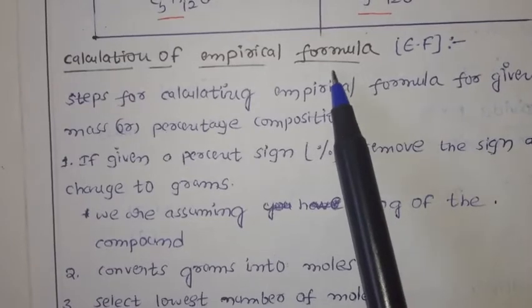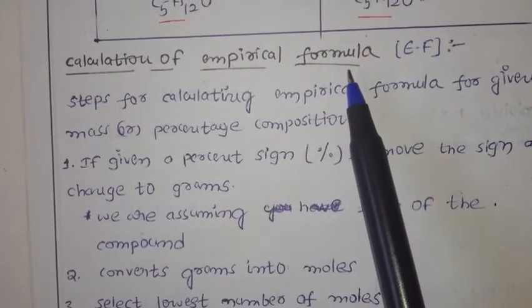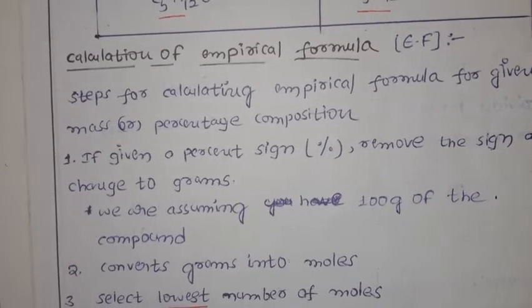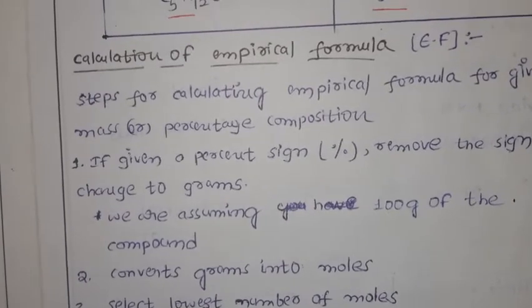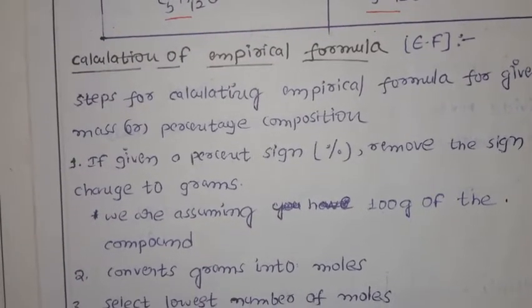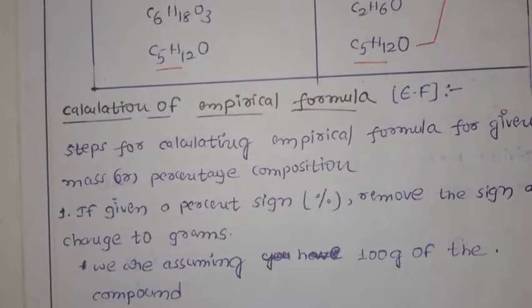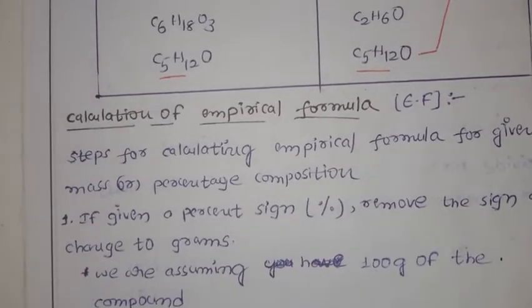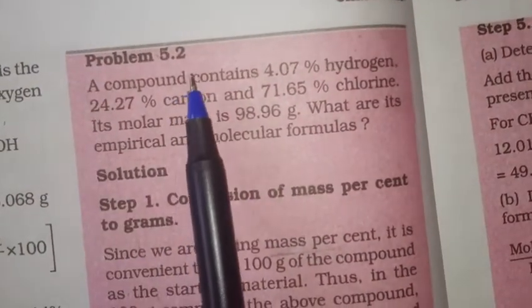To calculate the empirical formula we have some steps. So instead of discussing simply, I am going to use an example. We already have the in-text question, and I will discuss that so you can clearly see how to calculate the empirical formula. Now let us see the example. Here we have problem number 5.2 in the textbook.